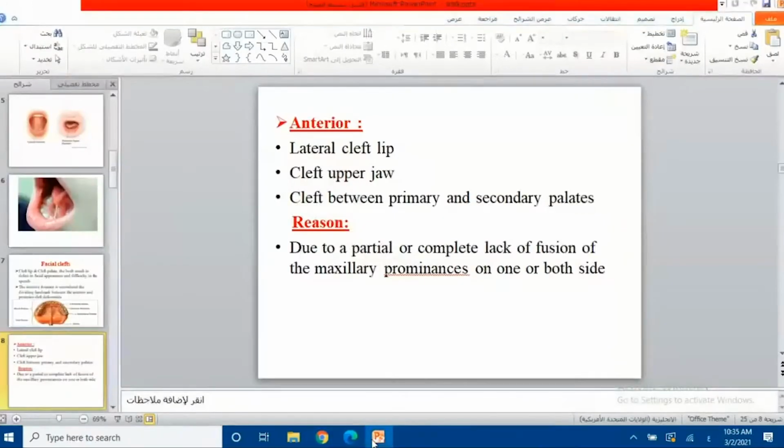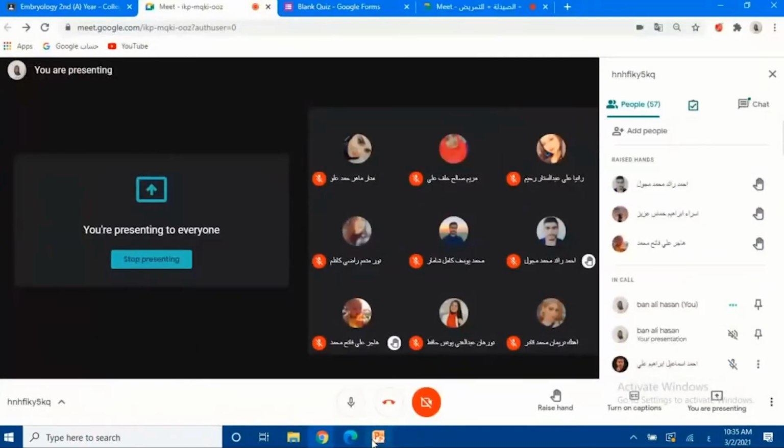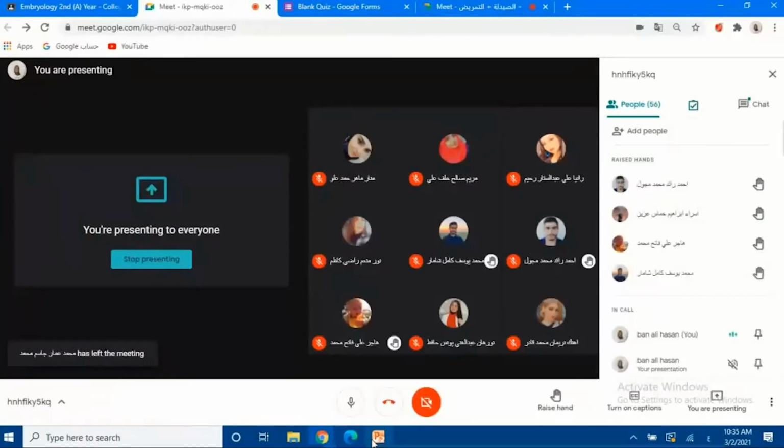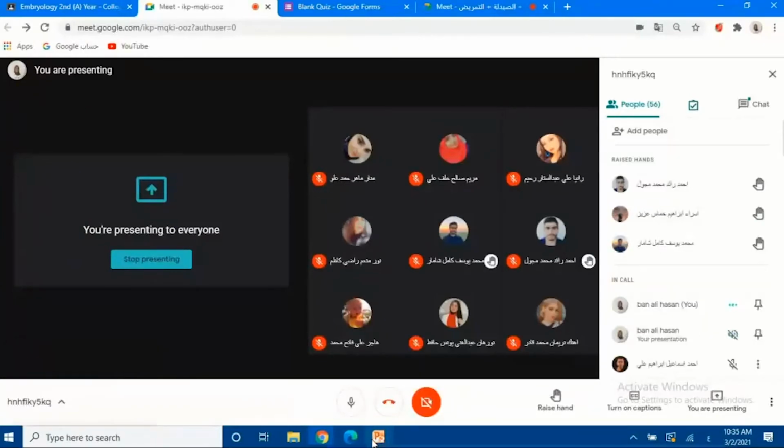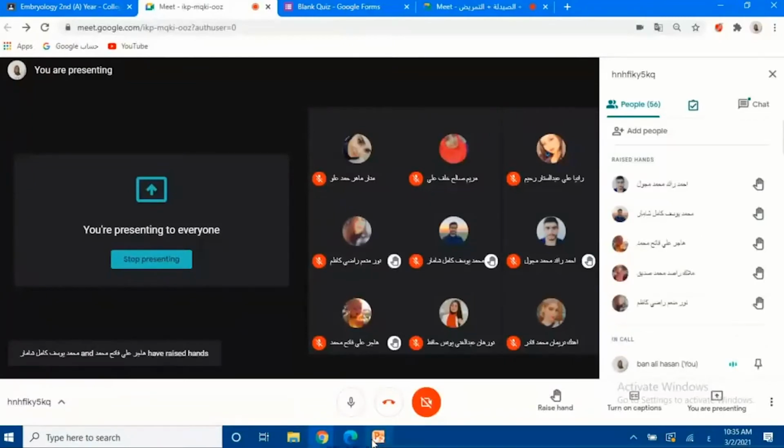What about the reason for the anterior cleft lip? Not the lip, as usual. What's the reason for the anterior clefts? Muhammad Yusuf. It's due to a partial or complete lack of fusion of the maxillary prominences on one or both sides. Yes, thank you. Who else can repeat?